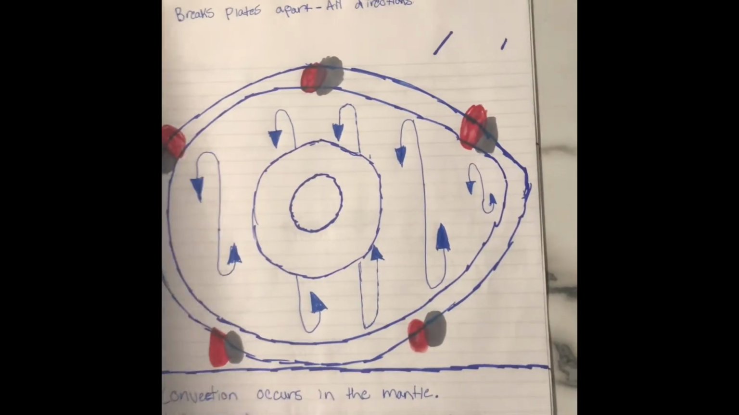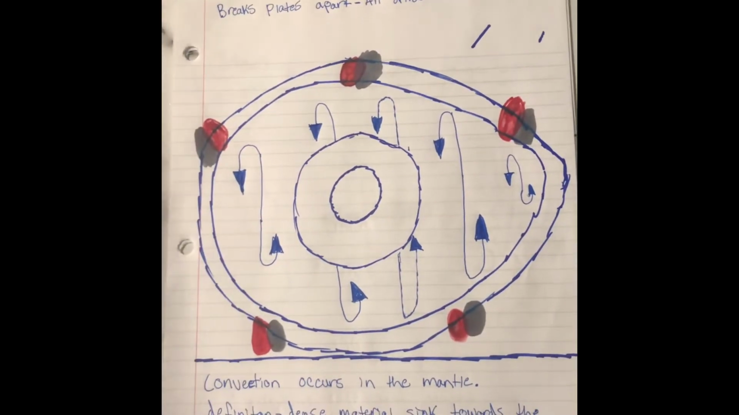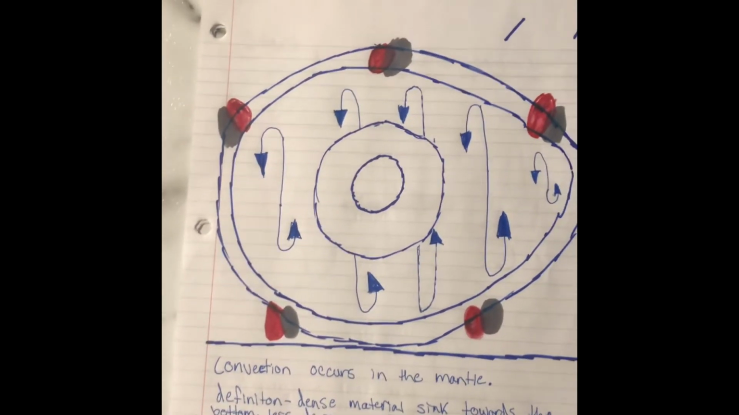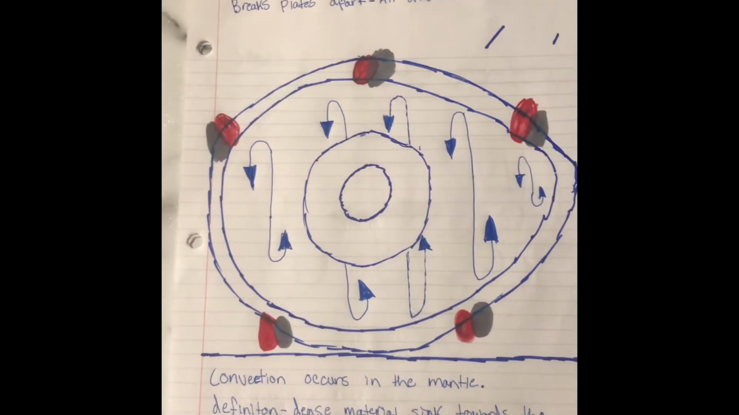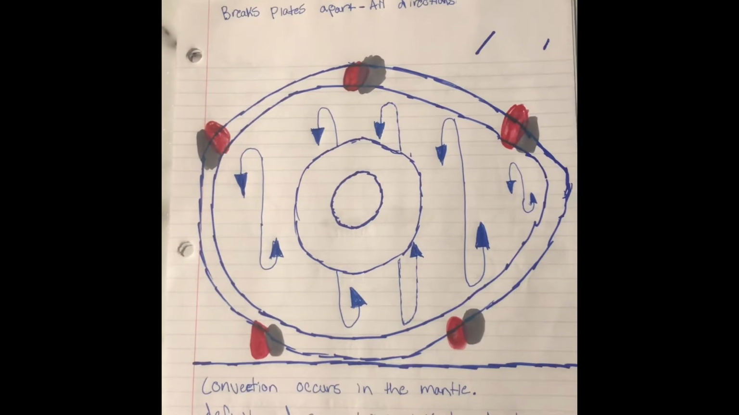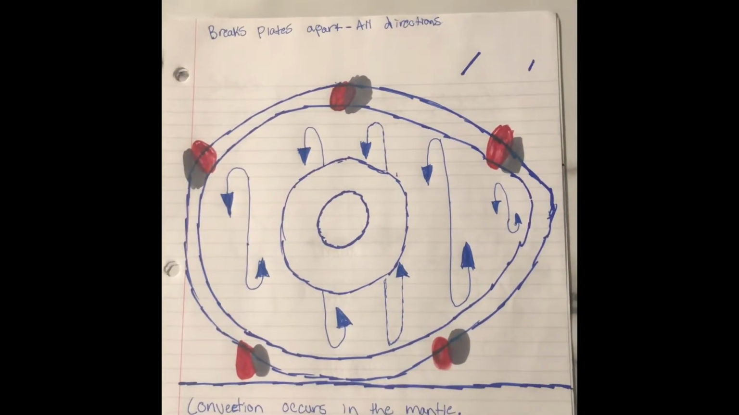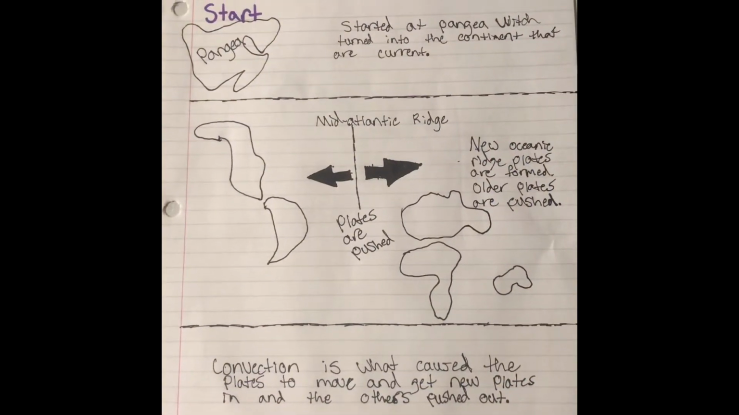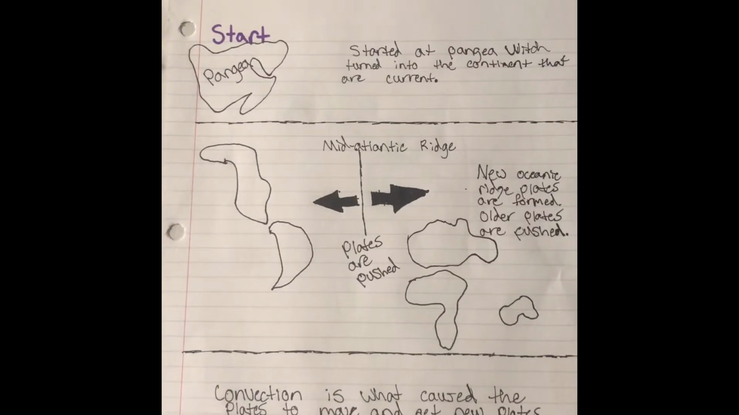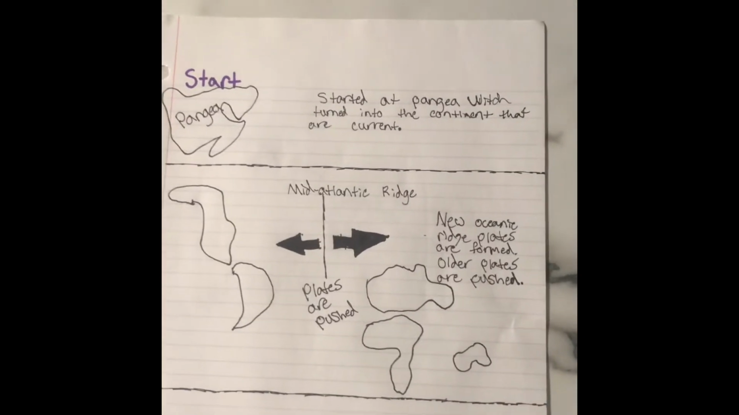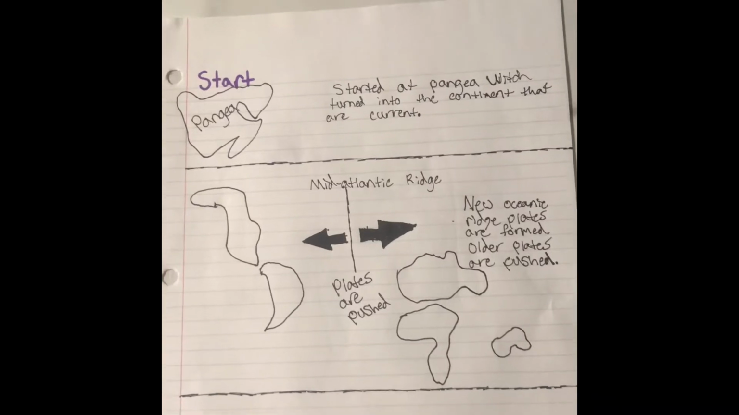And because of convection currents, it breaks up the plates in the lithosphere, causing them to separate and break apart in all directions. Lastly, we have plate tectonics, which started with Pangea and was turned into what we now have as continents.